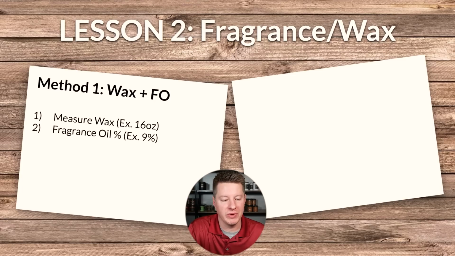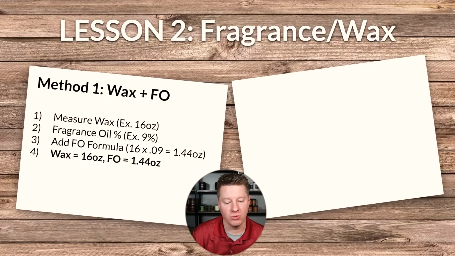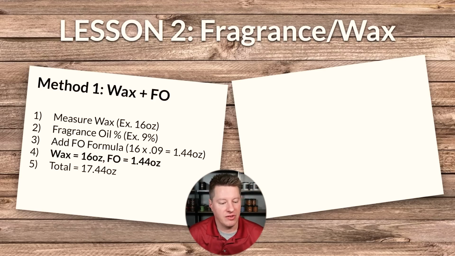So you have to know that before we go into step 3. Step 3 is now adding our fragrance oil formula to this mix. So if we know we want 16 ounces of wax and we want a 9% fragrance load, we just take 16 times 0.09. And that gives us 1.44 ounces of fragrance oil. So we know how much wax and how much fragrance oil. Wax, we need 16 ounces, and fragrance oil, we can use 1.44 ounces to have a 9% fragrance load. That gives us a total amount of wax and fragrance, a total fill of 17.44 ounces.